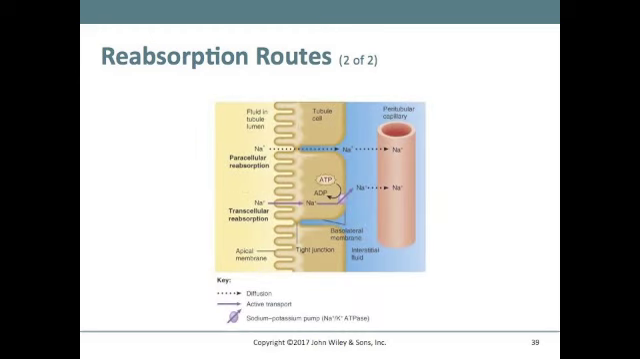This cartoon is on page 1060, and this is figure 26.11. It shows the reabsorption routes, the paracellular reabsorption and the transcellular reabsorption. In paracellular reabsorption, water and solutes in the tubular fluid return to the bloodstream by moving between the tubule cells. And in transcellular reabsorption, solutes and water in the tubular fluid return to the bloodstream by passing through a tubule cell.